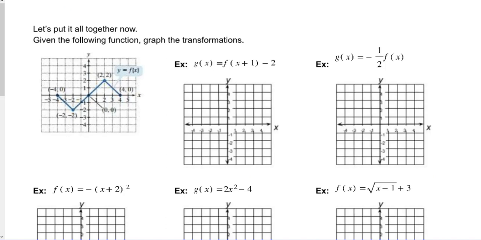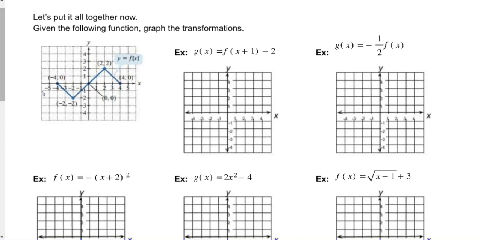All right, so now here comes our culmination. Here's the last of what we have, working through each one of these and figuring out what happens and how to get there. Let's put it all together. Given this function, we're going to do one of these, and then we're going to get back into our original functions. So I have these points, and I need to do these transformations on that graph.